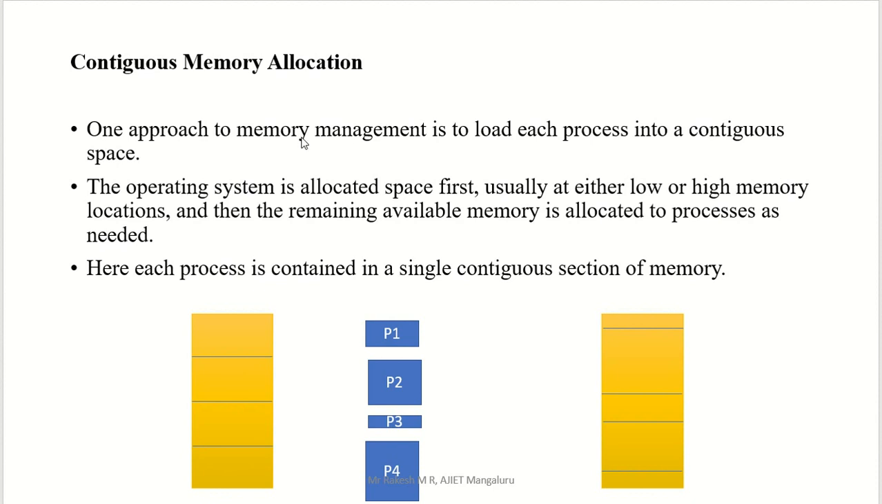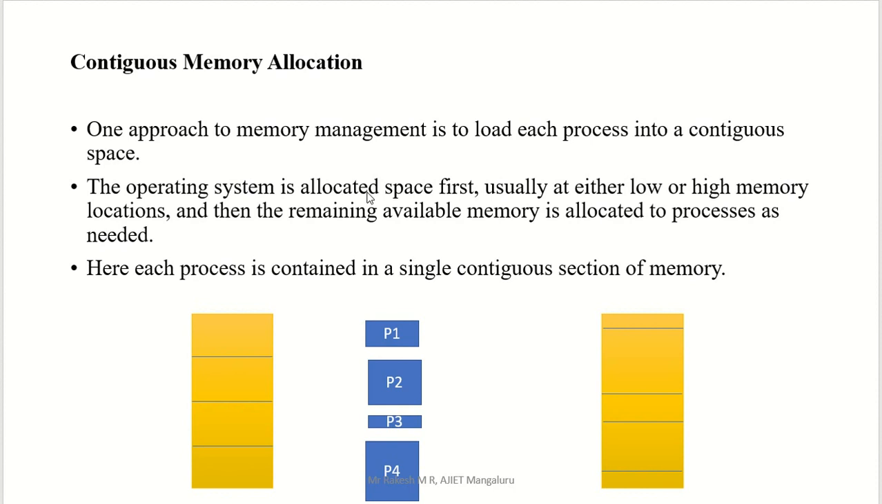One approach to memory management is to load each process into contiguous space. Here we have memory that is already divided into fixed amounts. We take a process from secondary memory to main memory, or from the backing store to main memory. That is the concept, right?